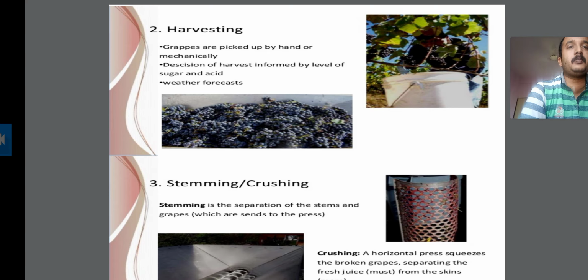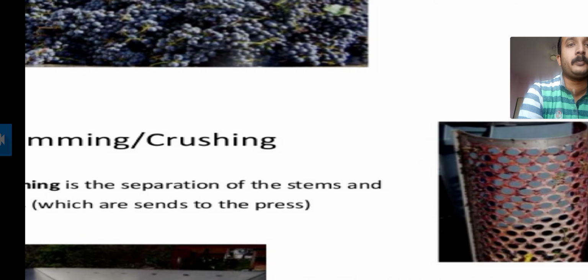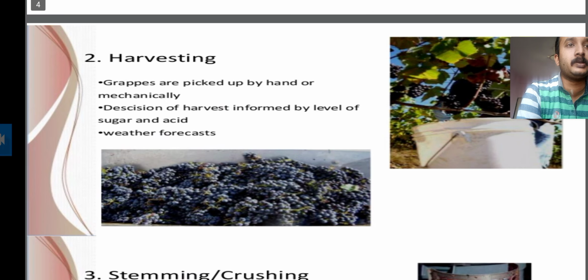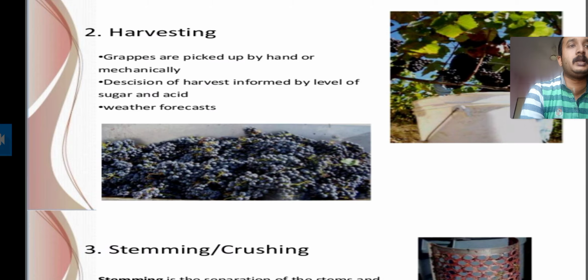The grapes are picked by hand or mechanically, and the decision to harvest is informed by the level of sugar and acid and the weather forecast. Look at this, this is the harvesting. Harvesting means the grapes are picked by hand or mechanically.